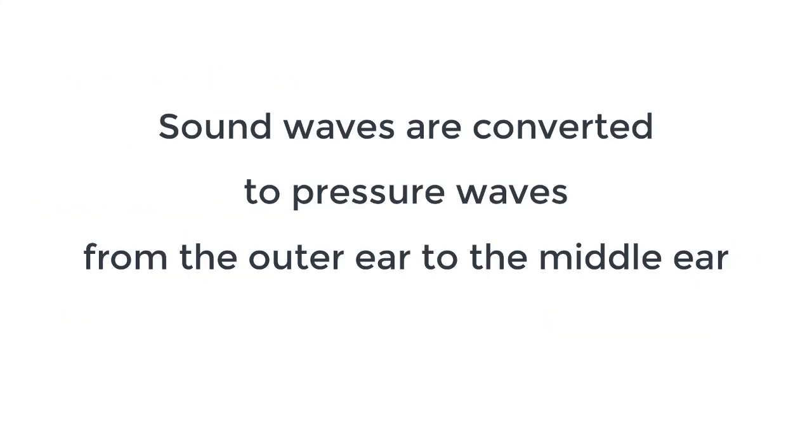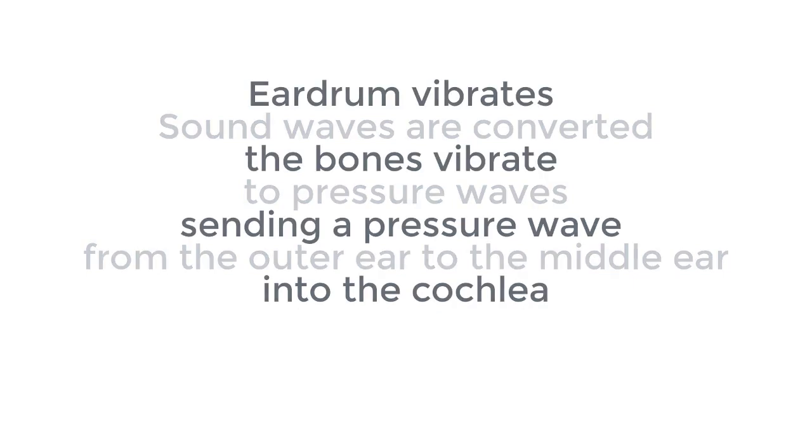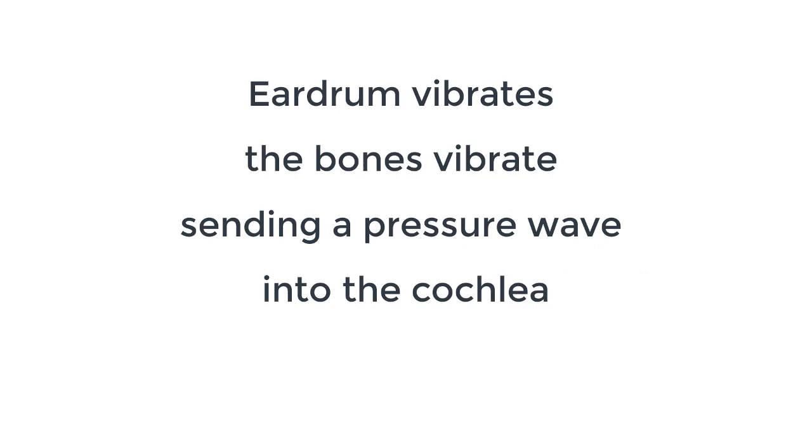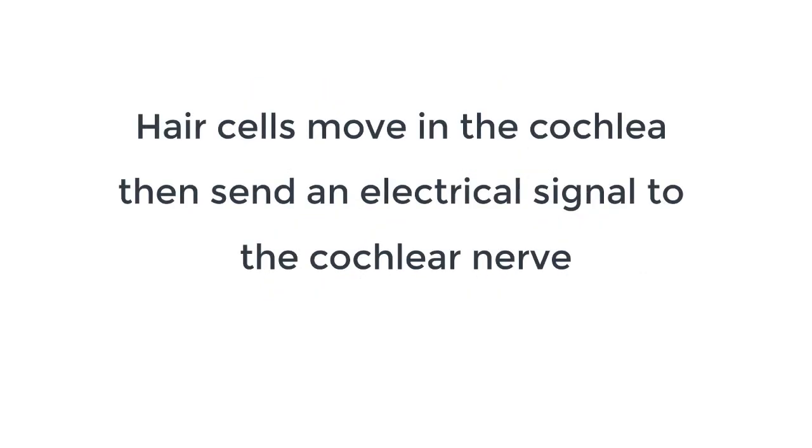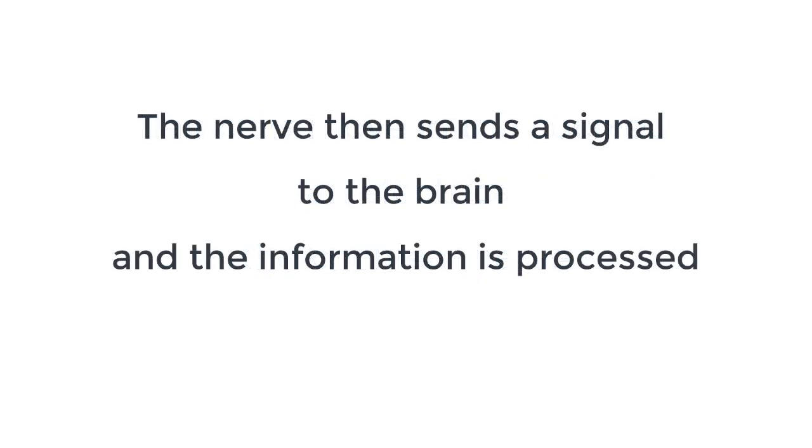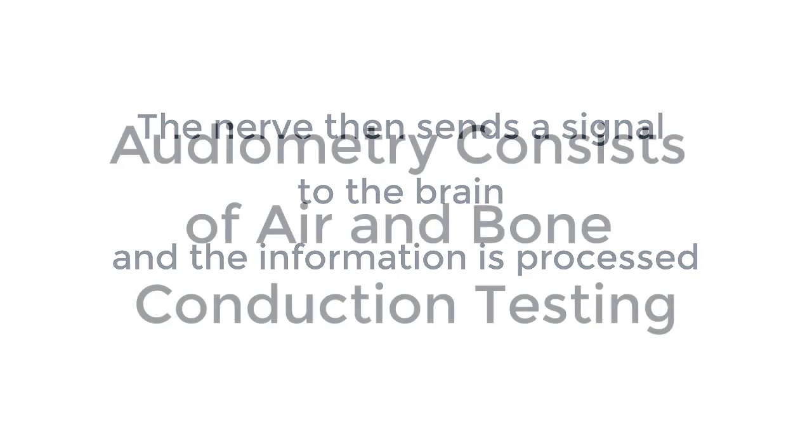So sound waves are converted to pressure waves from the outer ear to the middle ear, and the eardrum vibrates, the bones vibrate, and they also send a pressure wave into the cochlea. Hair cells move in the cochlea and then send an electrical signal to the cochlear nerve. The nerve then sends a signal to the brain, and the information is processed.